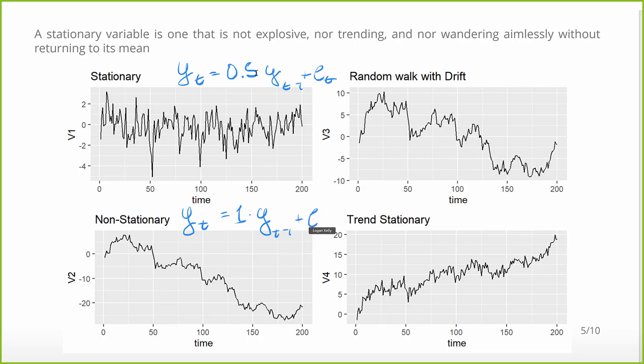What's the difference here? Here, this coefficient on Y_{t-1} is less than 1. Its absolute value, to be more specific, is less than 1. And so the effects of a change in Y_{t-1} die out over time.